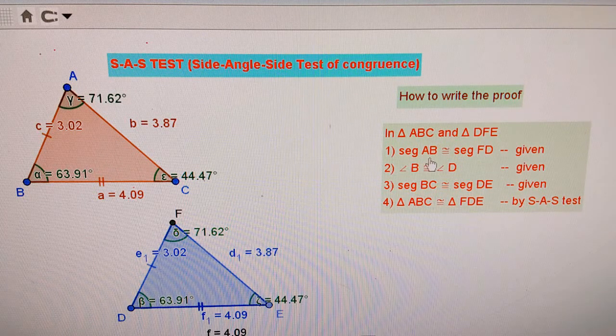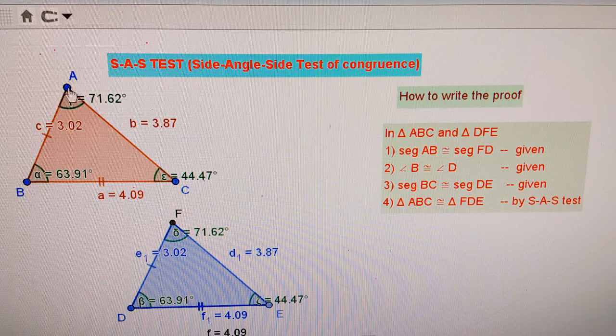Segment AB is congruent to segment FD, which is given. Angle B is congruent to angle D, also given, and segment BC is congruent to segment DE. Well student, while writing this congruency of the triangles, you have to look at the one-to-one correspondence of their elements, and therefore you have to start from ABC.